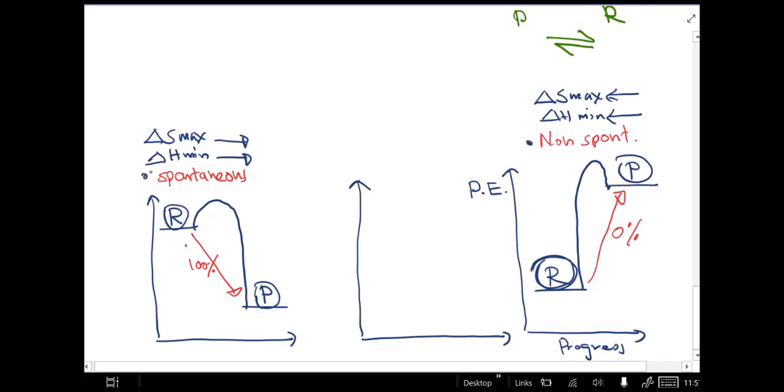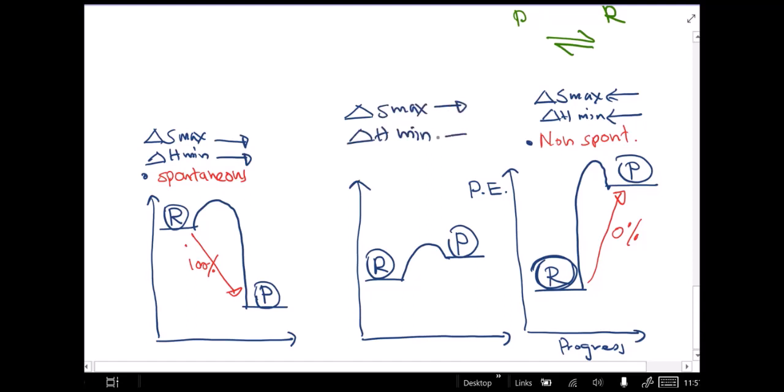So those are the two extremes, spontaneous and non-spontaneous. We're going to look at the middle one. A lot of biological reactions are in this middle category. The reactants and products energy difference is very low. So they will become an equilibrium, okay? Because their delta S max and delta H minima are actually fighting each other. They're competing and going in two different directions, one to the products, one to the reactants. That's why there is an equilibrium.